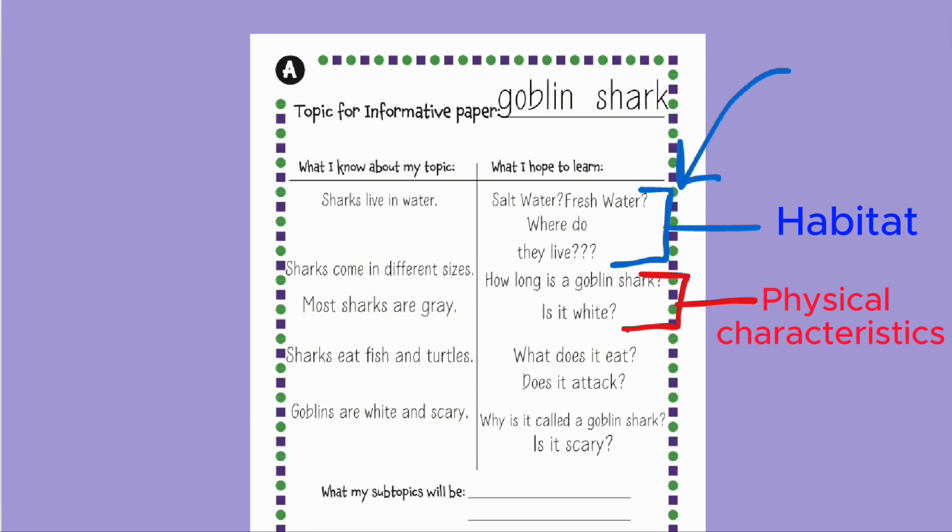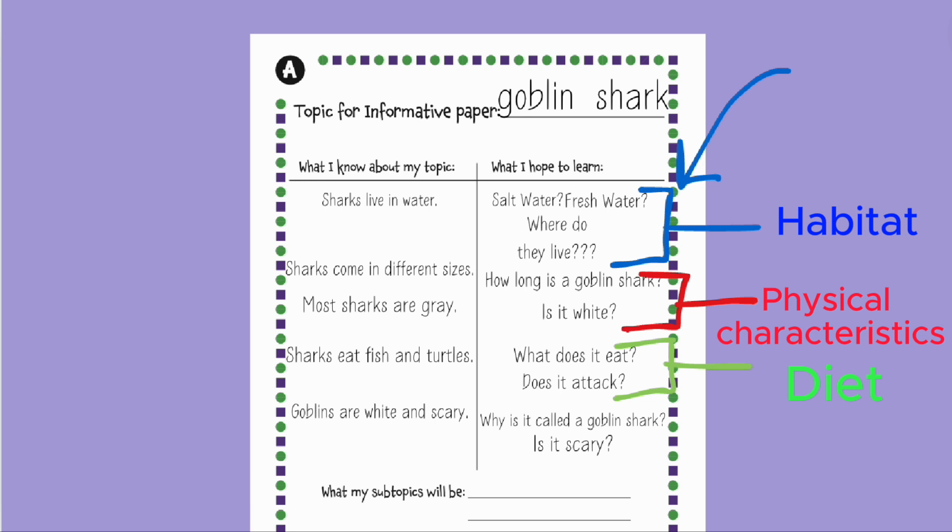Continuing down my questions on that right side. What does it eat? Does it attack? I wanted to know if it attacks its prey. Is it a mean predator out there trying to grab all this food? And what exactly does it eat? I was really curious about that. And because both of these have to do with getting food and eating, I am going to label those diet. So far I have habitat, physical characteristics, and diet.